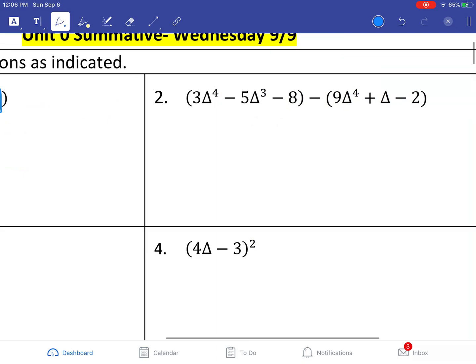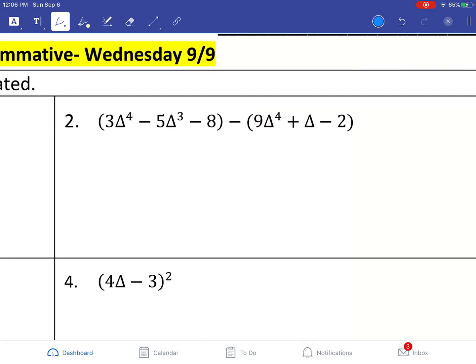All right, and number 2, we do have to distribute because that negative sign in the middle of these two parentheses is going to change all of these terms to be the opposite sign. So now it's going to be -9 triangle to the fourth minus triangle plus 2. But now that that is done, we can just combine the like terms. So we have 3 triangle to the fourth minus 9 triangle to the fourth gives you -6 triangle to the fourth. There is only one triangle that's raised to the third power, so we're going to just rewrite that just the way it is. There is no squareds.